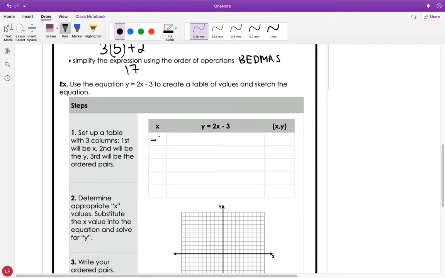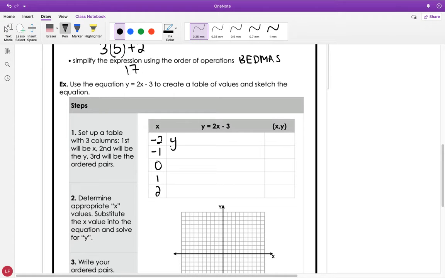So I'm going to go -2, -1, 0, 1, 2. But if you want to go 0 to 5, you can if you want to stay positive. I like to kind of have a variety around this graph. And again, you take this number and you're going to just plug it in for x.